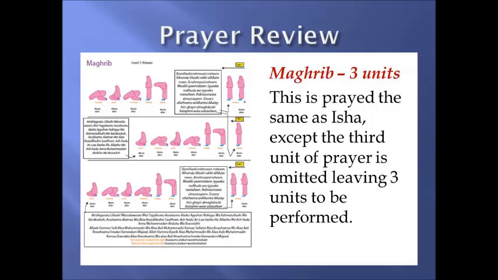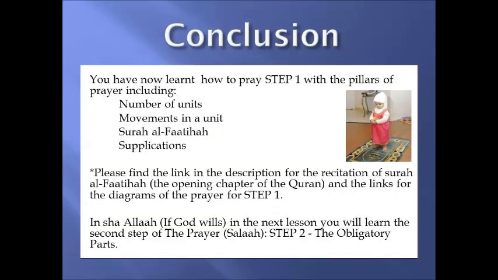The Maghrib prayer is 3 units. This is prayed the same as Isha, except the 3rd unit of prayer is omitted, leaving 3 units to be performed. You have now learned how to pray step 1 with the pillars of prayer, including the number of units, movements in a unit, Surah Al-Fatiha, and the supplications.